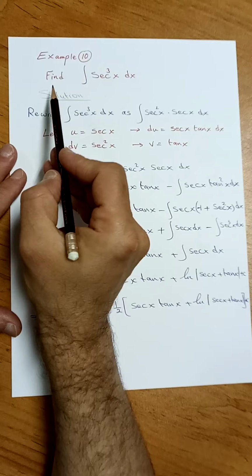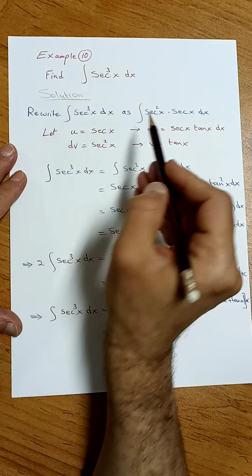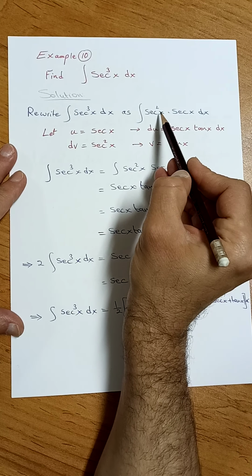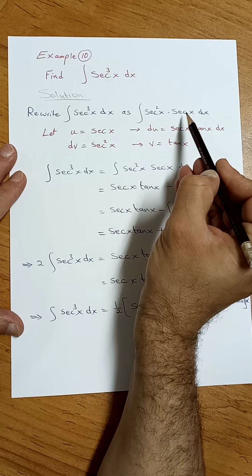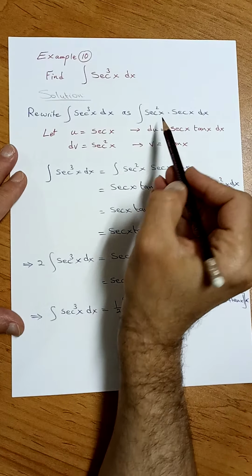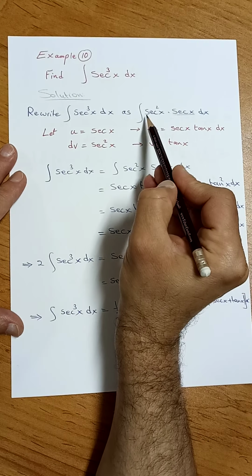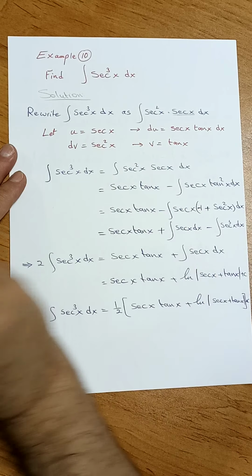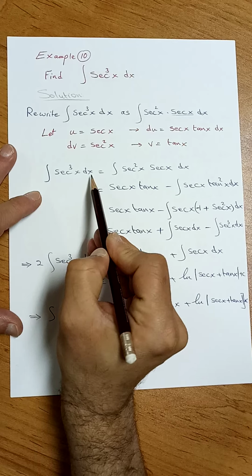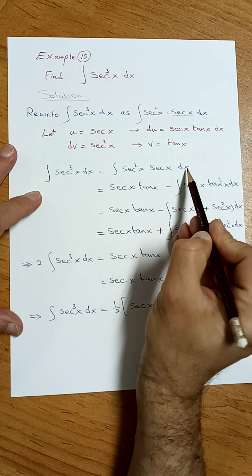He asks us to find the integration of secant cubed x dx. We will rewrite secant cube x as secant x square, or secant square x multiplied by secant x. Now we will choose u as secant x and dv as secant square x into dx. So the integration of secant cube x dx becomes the integration of secant square into secant x.